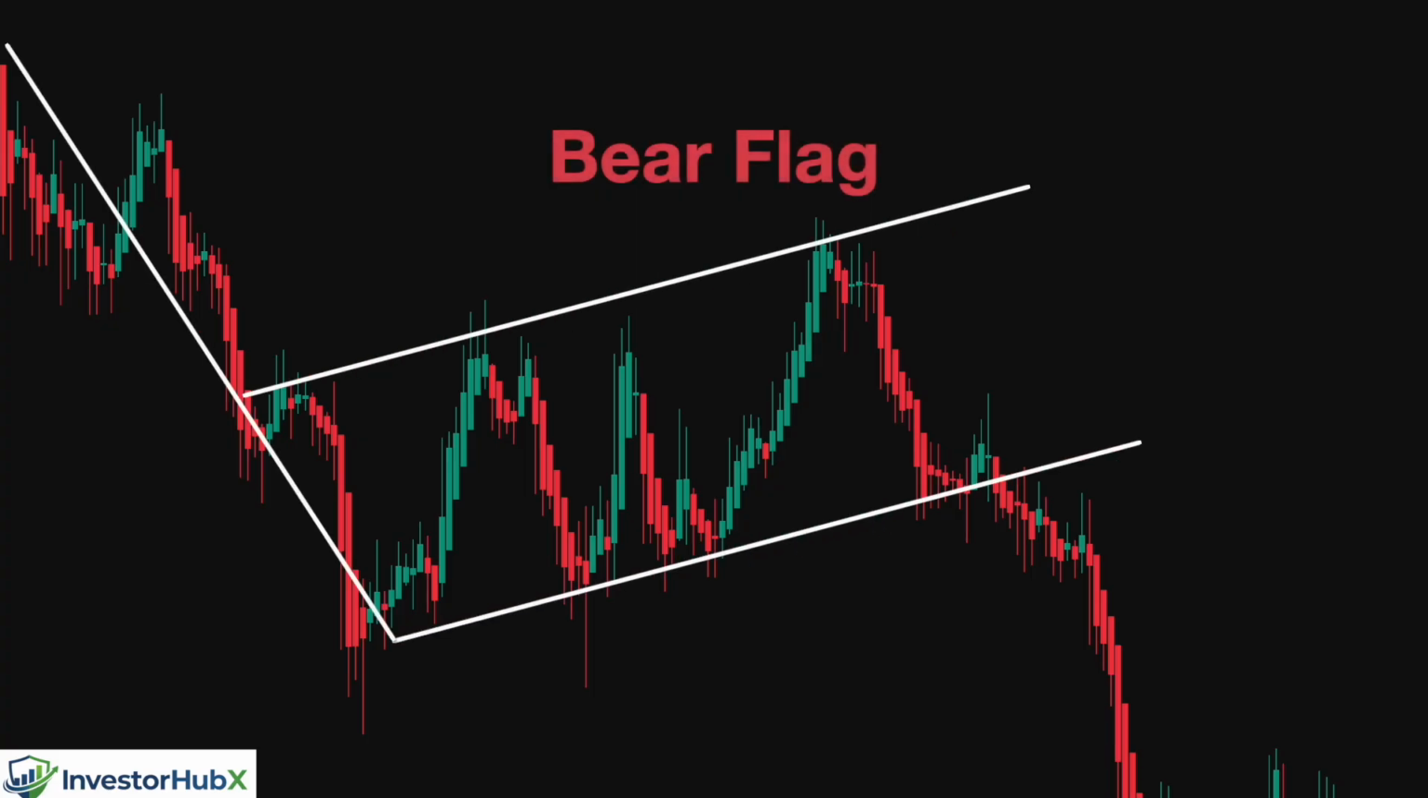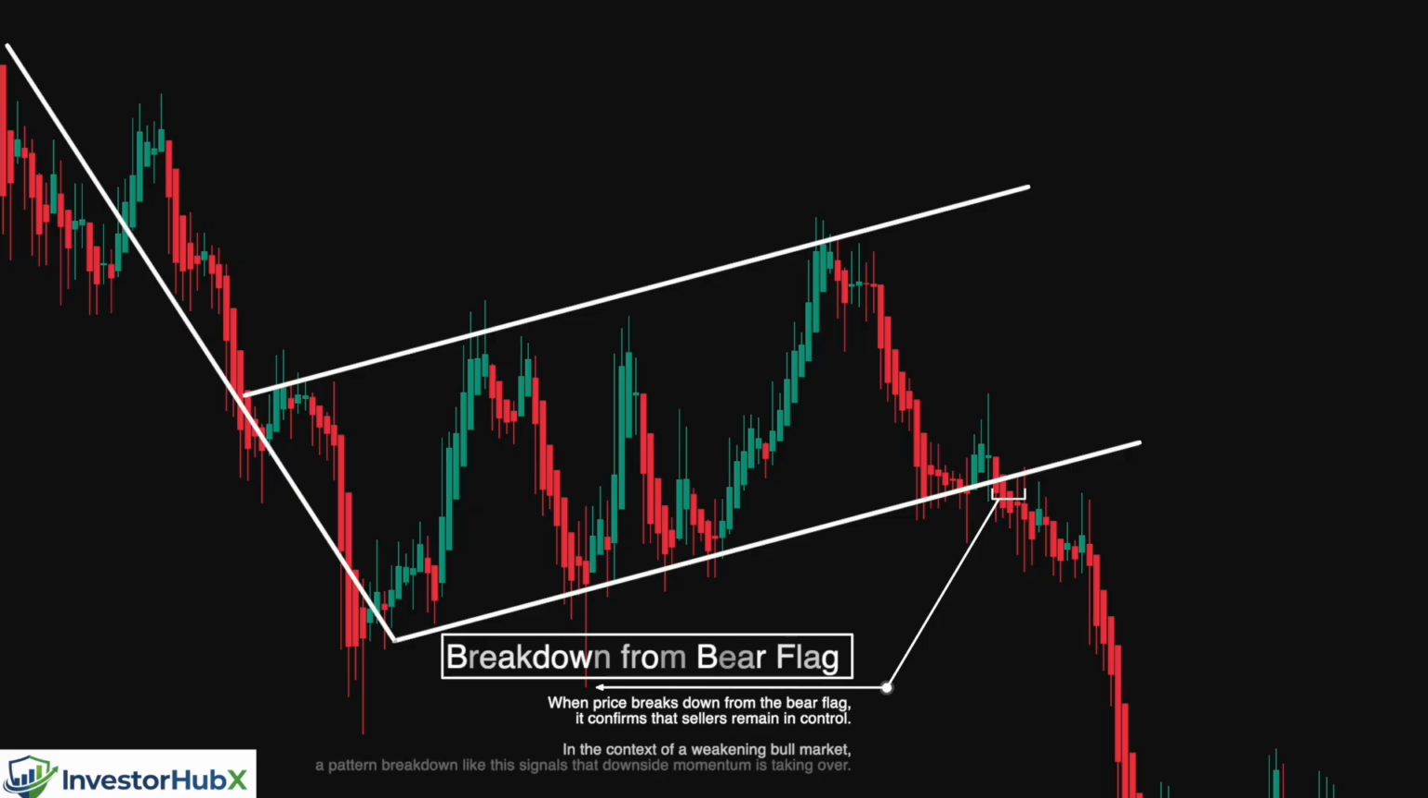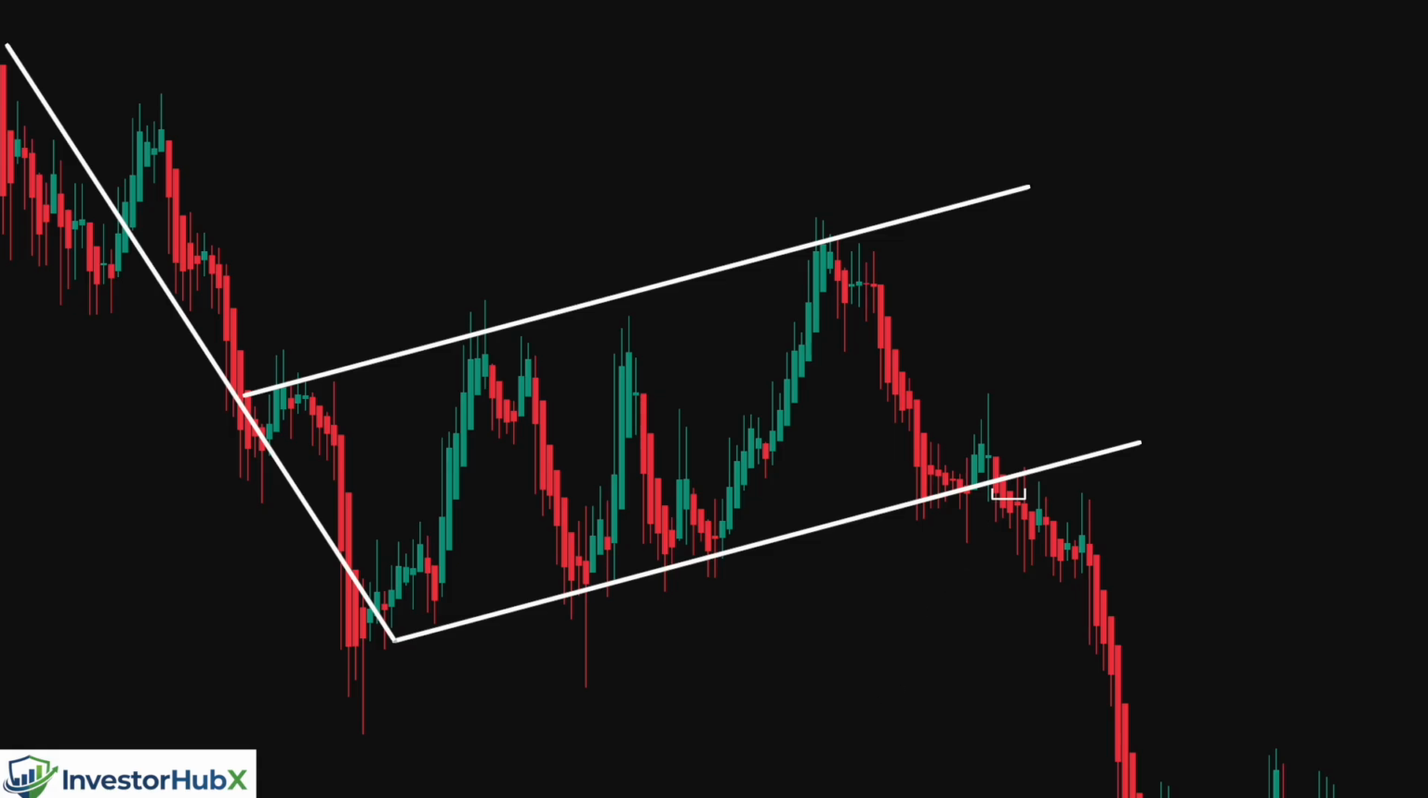A bear flag looks like a pause in the market, but in reality, it represents temporary relief before selling continues. When price breaks down from the bear flag, it confirms that sellers remain in control. In the context of a weakening bull market, a pattern breakdown like this signals that downside momentum is taking over.